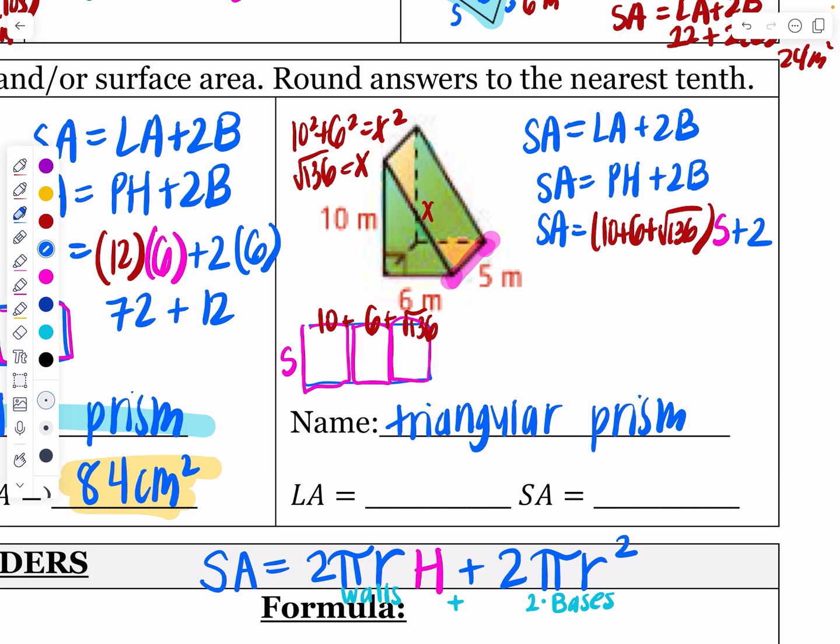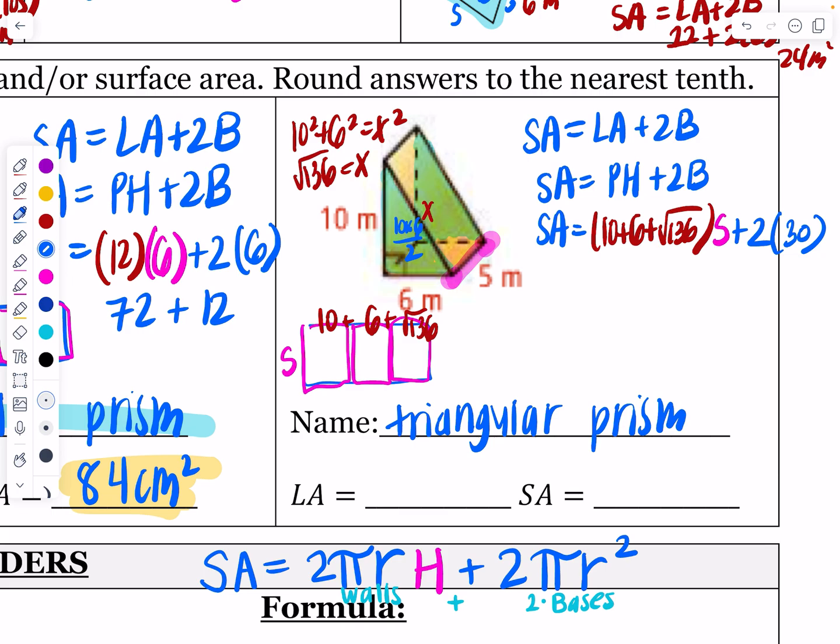Well, what are my bases? My bases are triangles, so that's going to be 10 times 6 divided by 2. So I'm going to have 2 bases that are triangles that are 30 meters squared of area each. Okay. So what is my lateral area? It's going to be 10 plus 6 plus the square root of 136. And that is going to give me a number. I'm going to multiply that by 5.